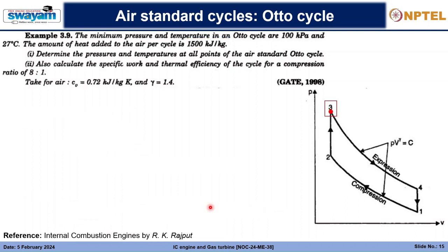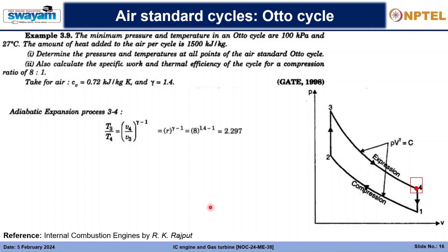Then we need to solve for, just a minute. So now we will be solving for point 4, that is through the adiabatic expansion process 3 to 4. So T3 by T4 equals V4 by V3 to the power gamma minus 1, and accordingly we know V4 by V3. Since V1 equals V4, and 2 to 3 is also a constant volume process, V2 equals V3. So we can simply see that it is a relation similar to V1 by V2.